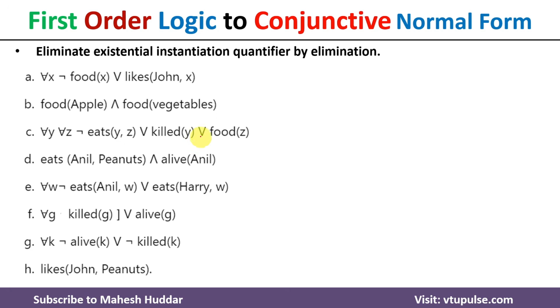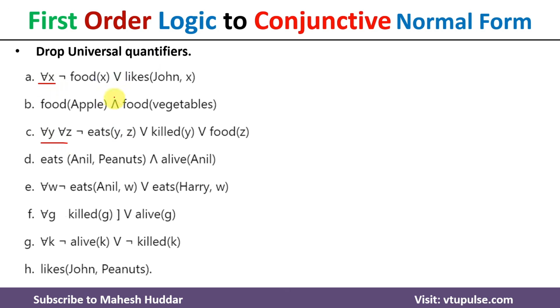Coming to the next one, we need to eliminate the existential quantifiers. We don't have any existential quantifiers in this case, so there is no need to apply this particular rule. The next step is to drop the universal quantifiers. Wherever universal quantifiers are there, we need to remove them.